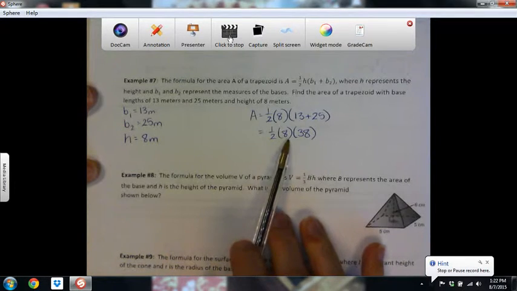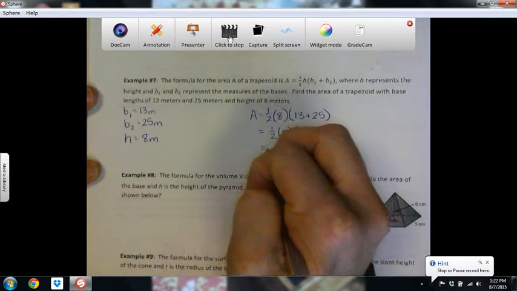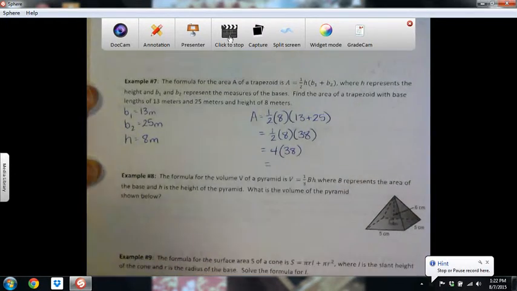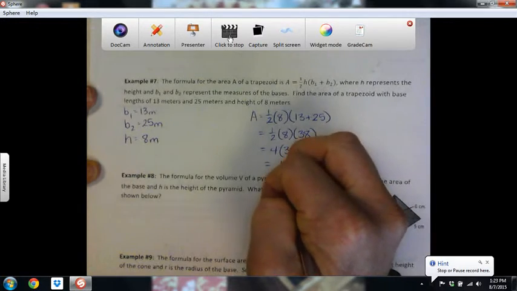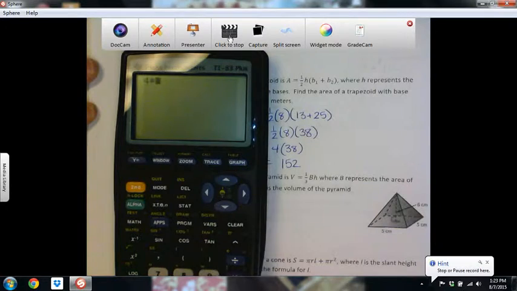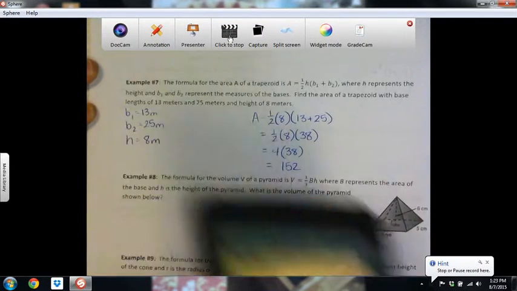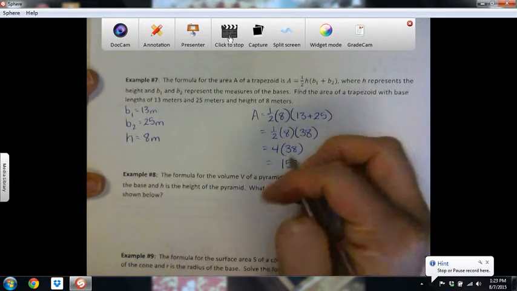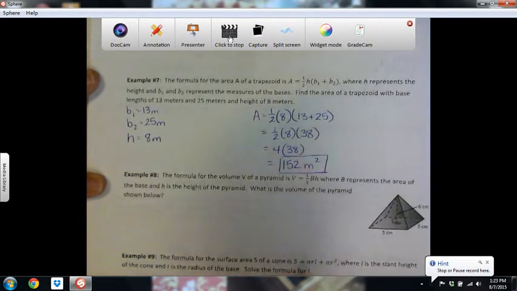And then I'm going to say half of 8, multiplying straight across here, half of 8 is 4, and 4 times 38, well, 4 times 30 is 120, 4 times 8 is 32, so I'm going to guess 152, but I'm going to check this in my calculator. So I'm going to say 4 times 38 is indeed 152. And in this case, we're talking about an area, so it should be meters squared.